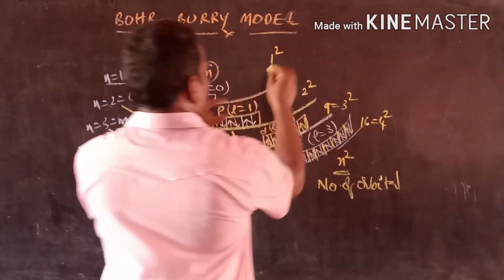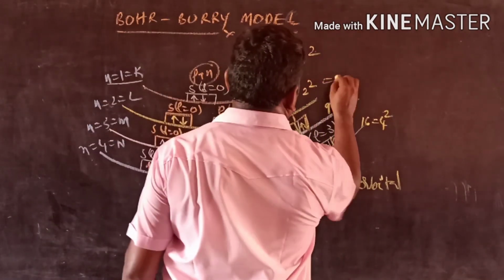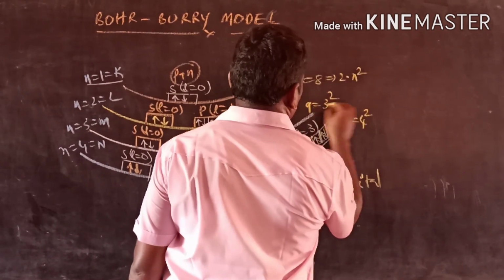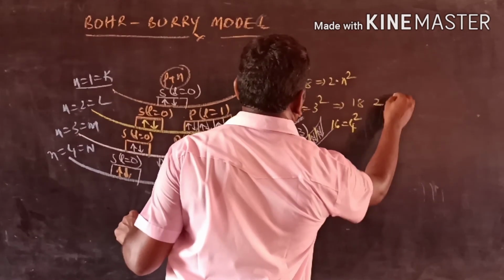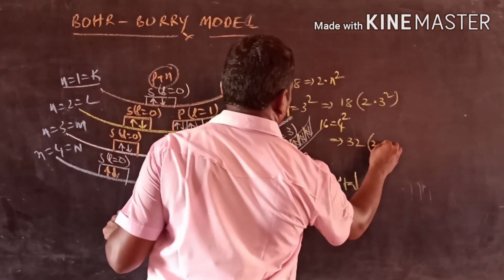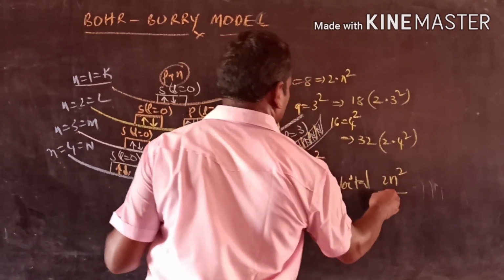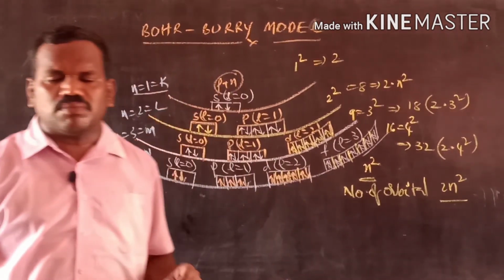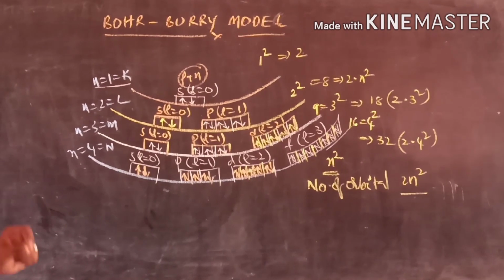Now the number of electrons. Here the electrons are 2. Here the maximum number of electrons is 8. It can be written as 2 into n square. Here the maximum number of electrons is 18, that is nothing but 2 into 3 square. Maximum number of electrons is 32, can be written as 2 into 4 square. The general representation is 2n square. So 2n square is the formula for the maximum number of electrons present in a principal quantum number, or otherwise a principal energy level.